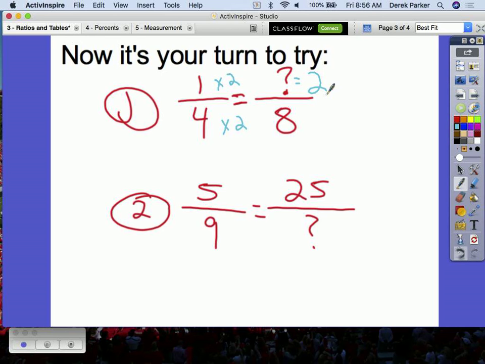On the second problem, I think to myself, how did I get from 5 to 25? I multiplied by 5. I also do that to the denominator. My missing value is 45.